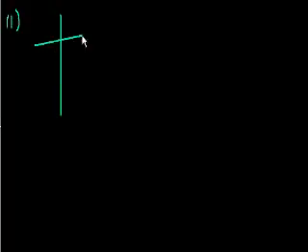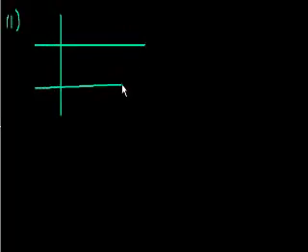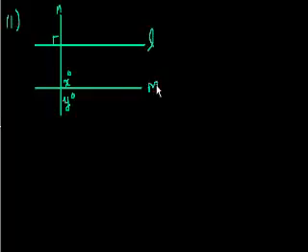And there's two lines like this, and like this. And these lines are perpendicular. X degrees, Y degrees. This line is L, this line is M.